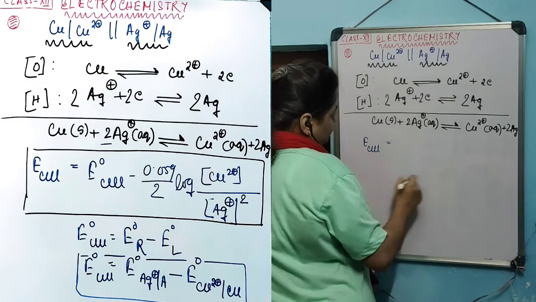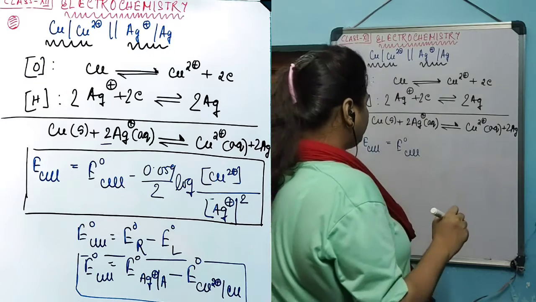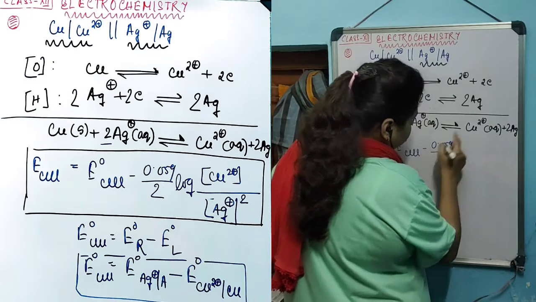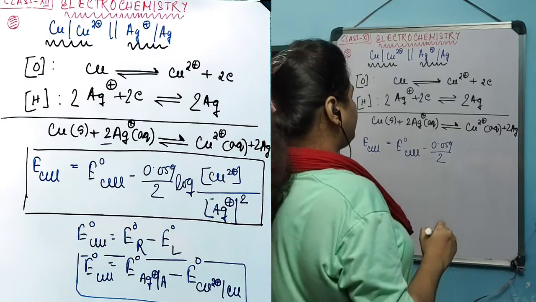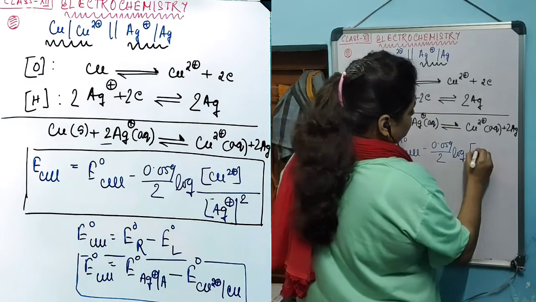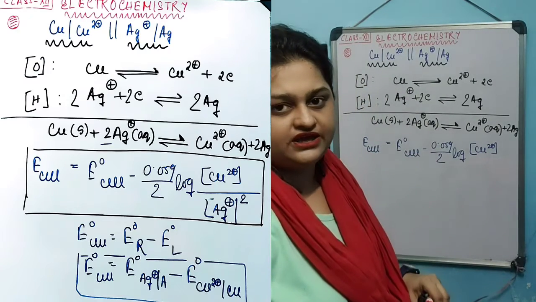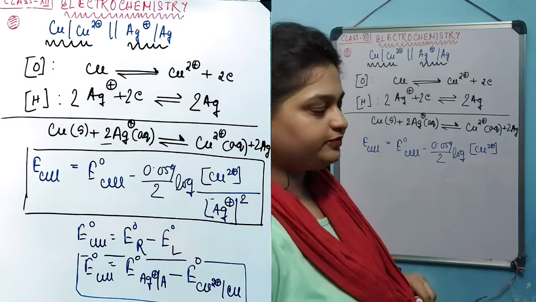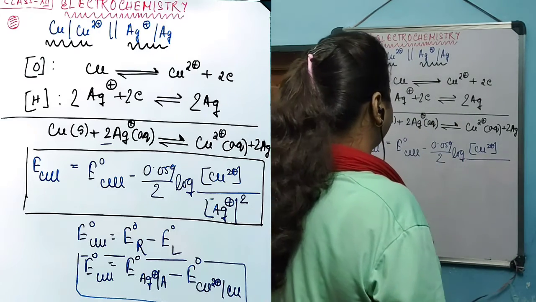E cell, the electrode potential for the overall cell reaction, equals E naught cell, the standard electrode potential of the overall reaction, minus 0.059 by n, where the number of electrons transferred is 2, so n is 2, log of the concentration of products, that is the concentration of copper 2 plus in aqueous medium multiplied by the concentration of silver. Silver is in the solid, elemental state, so its activity is 1, so we are not going to represent it, divided by the activity or concentration of the reactants.